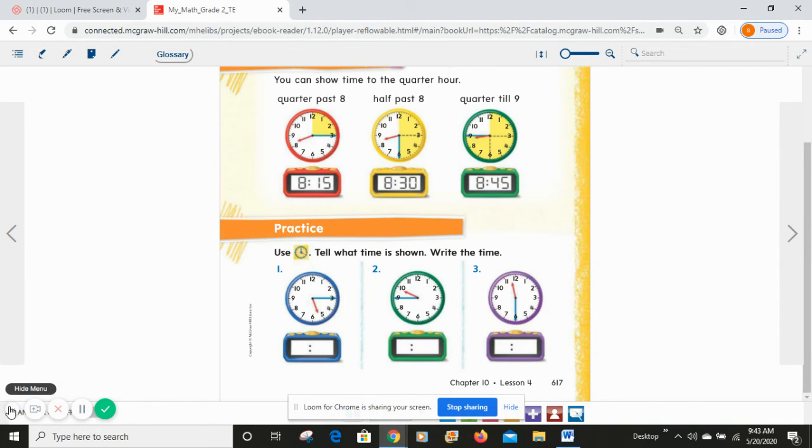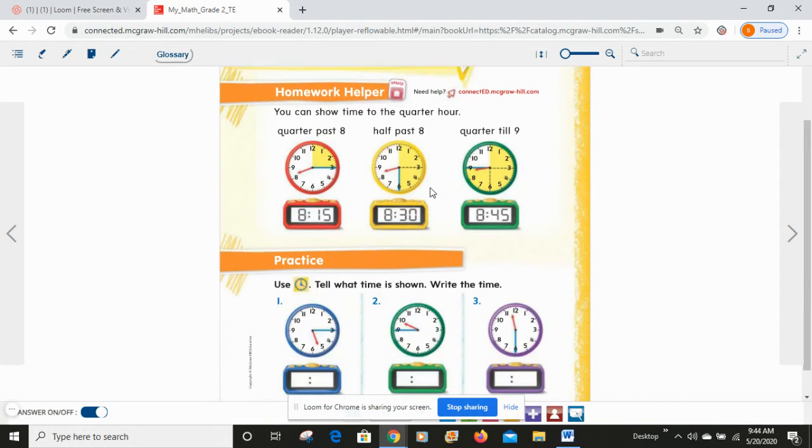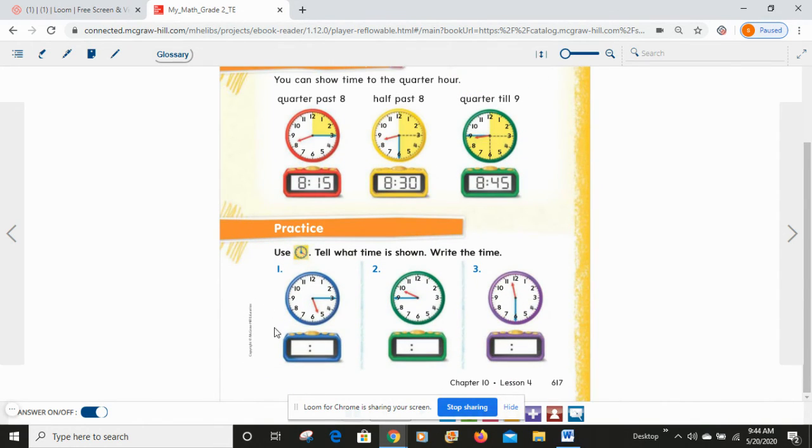We'll check our answers here, and for some reason it didn't show the answer. Interesting. Well, sometimes it works that way, second graders. Trust me on that one, that those are the right times.